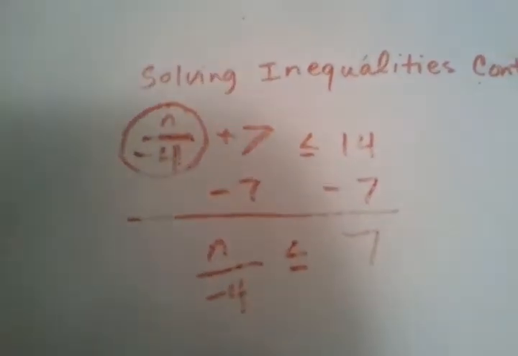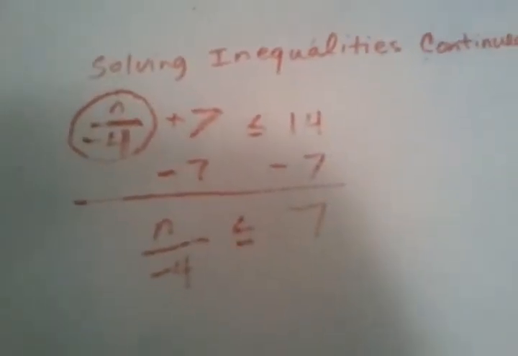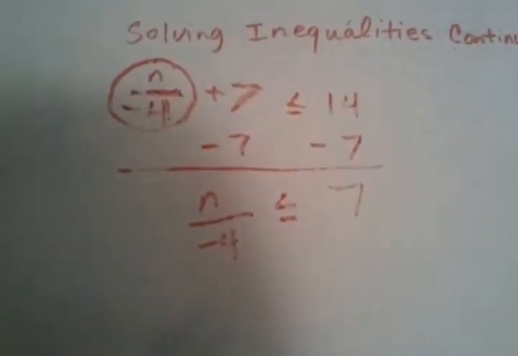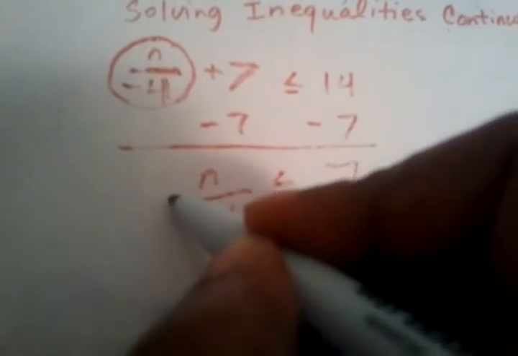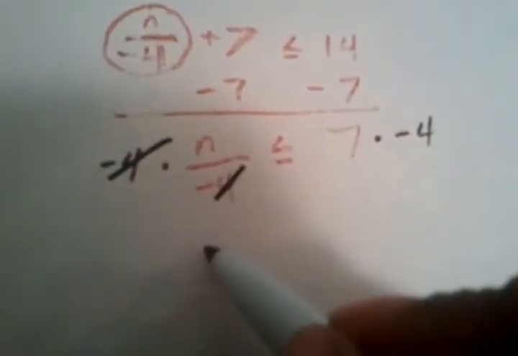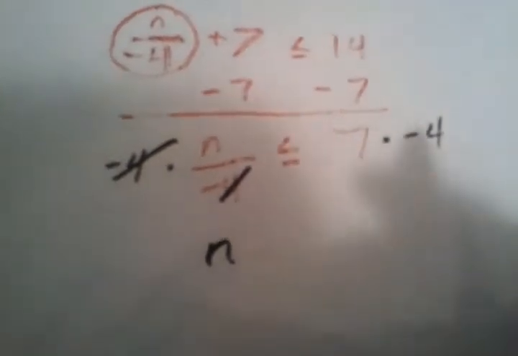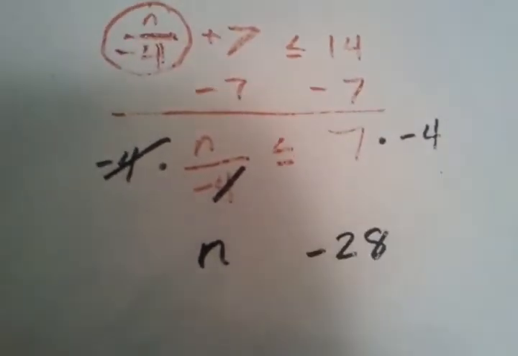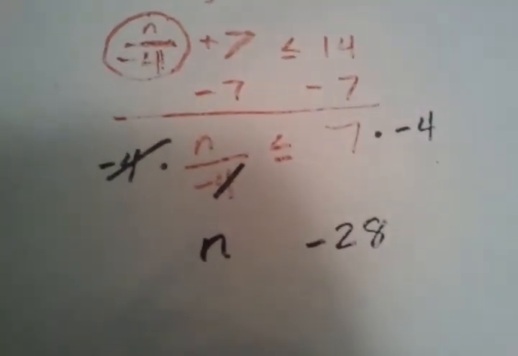Now, in order to get n by itself, what we must do is multiply both sides by -4. Starting to get a little light here, so I'm going to change colors. Multiply both sides by -4. These will cancel, and we'll be left with n, and 7 times -4 is going to be -28. Now, who knows what symbol is going to be in the middle of these?